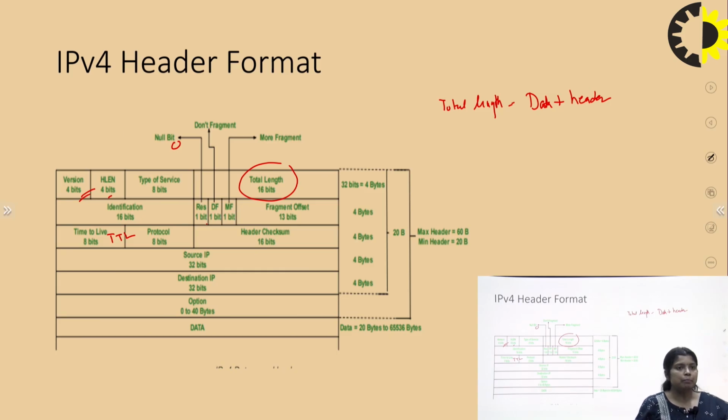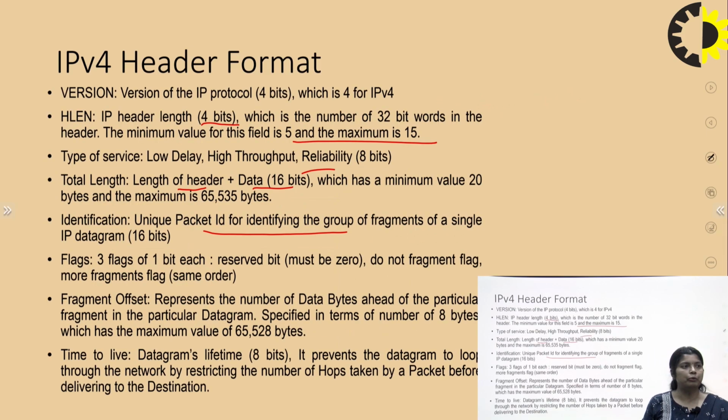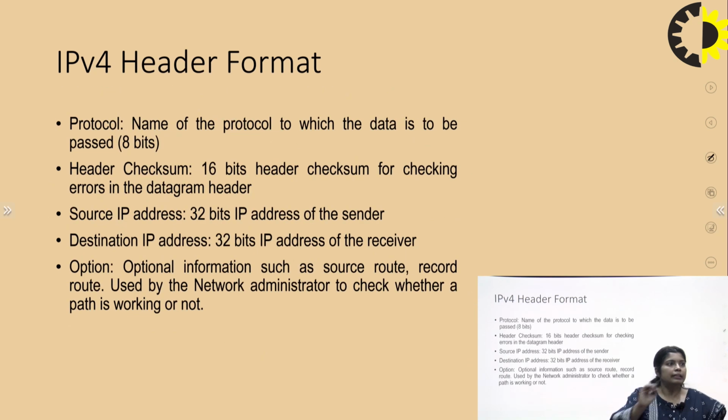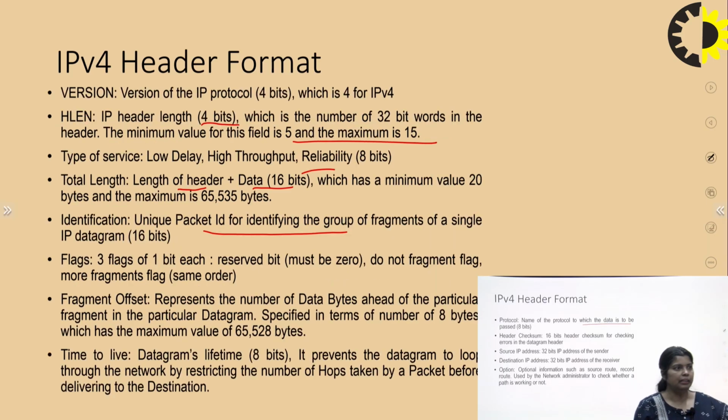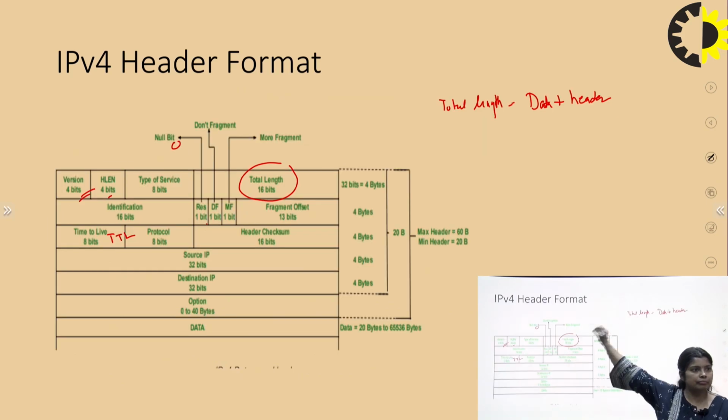Next is the protocol. The protocol is which type of protocol you are using when transmitting your packet from source to destination. There are so many transfer protocols, maybe DHCP or ARP protocols. This is the name of the protocol in which the data is going to be passed. Header checksum is for error correction and detection, and this is the header checksum.